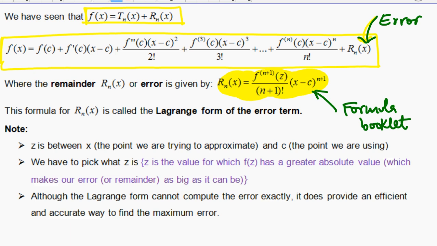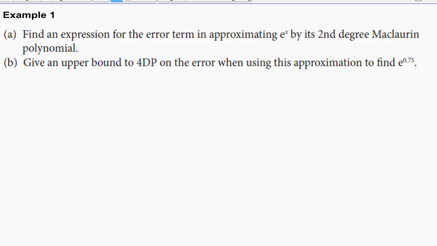So let's carry on to the first example. Example 1. Find an expression for the error term in approximating e to the power x by its second degree Maclaurin polynomial. So what we have to do first of all here is find the error term associated with a second degree polynomial.